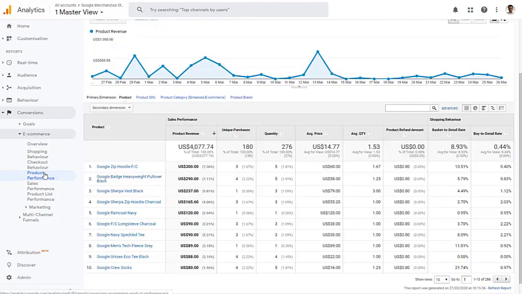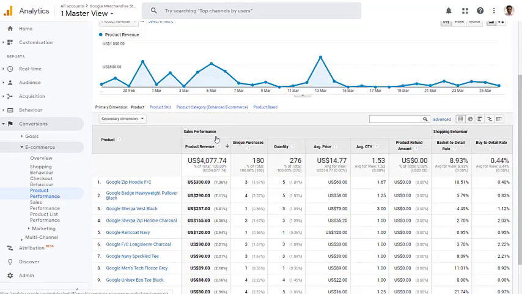Flipkart literally has lakhs of products on their website. I want to know which is the best product that I'm selling. How would I know that? If I come to the product performance report, I will see the highest selling product on my website. Now, how do I say that this is the highest selling product? Because of the revenue. Look at the arrow here.